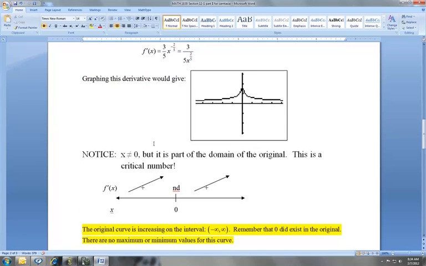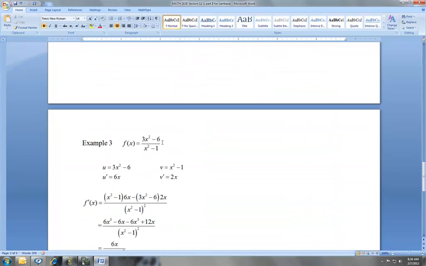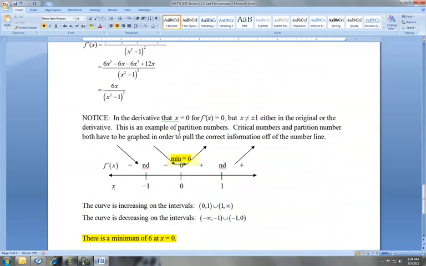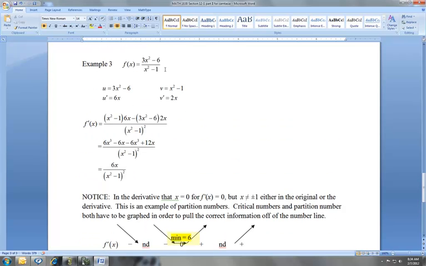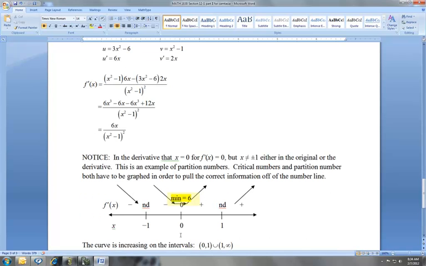Alright, let's see, what else? The next one was a quotient. There's all the work. Now here's the lines. A negative line comes down, down, level, up, up. So I've only got a minimum here. It looks like a minimum of 6. So if you graph this, graph the original. Remember, it's the original we're getting info about. You should have it bottoming out at the coordinate point 0, 6.